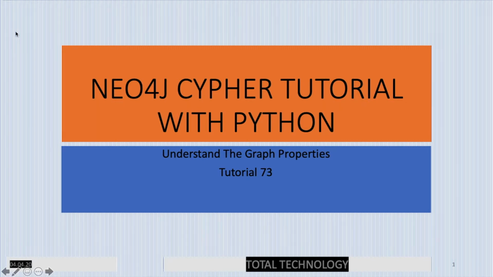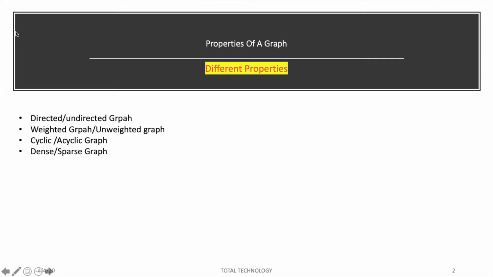So this tutorial is going to be purely on different graph properties. This is not specific to Neo4j. Any graph in the world consists of these properties. These are the 4 different properties of a graph: directed or undirected graph, weighted or unweighted graph, cyclic or acyclic graph, and the last one is dense and sparse graph.